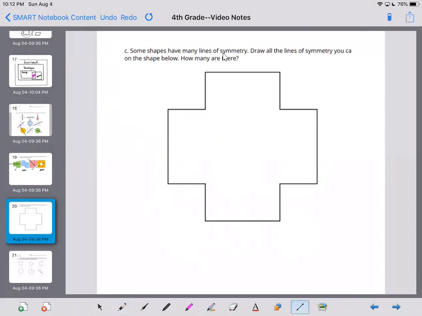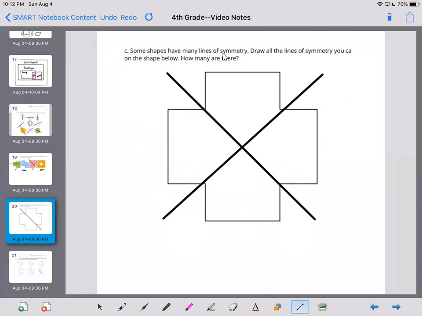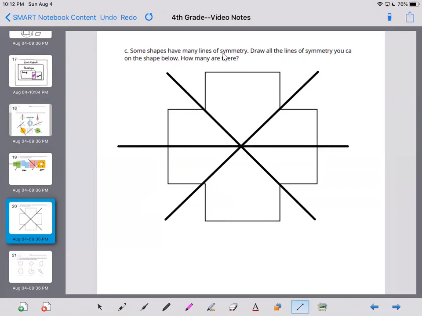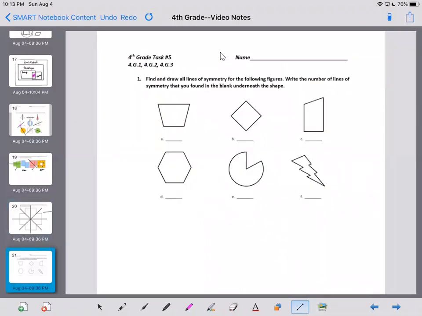The 4 lines of symmetry: you see 2 diagonal lines of symmetry. You'd see 1 horizontal line of symmetry and 1 vertical line of symmetry. And that concludes task number 4. So let's look at task 5.